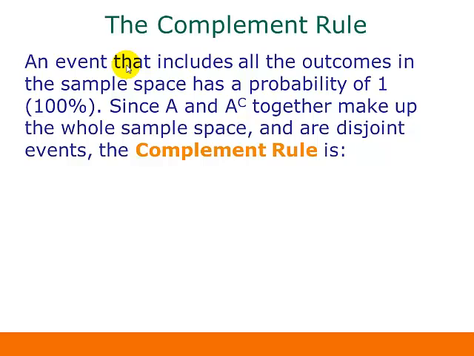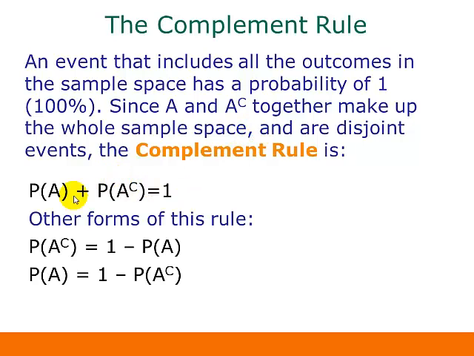Now we'll talk about the complement rule. An event that includes all the outcomes in the sample space has a probability of 1. Since A and A complement together make up the whole sample space, and they're disjoint events, the complement rule says that the probability of A plus the probability of A complement has to equal 1. So that's our complement rule.